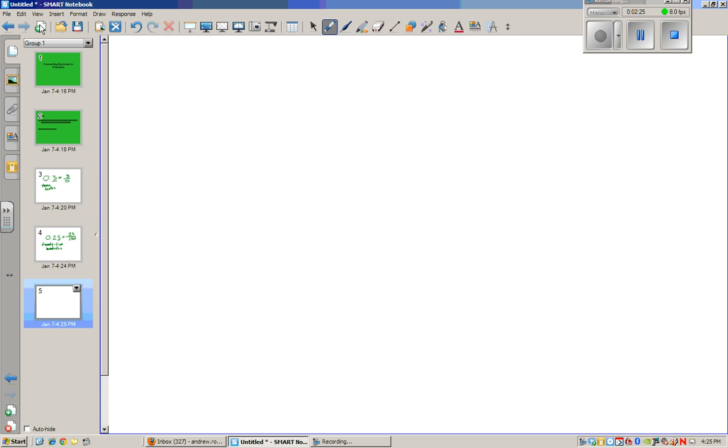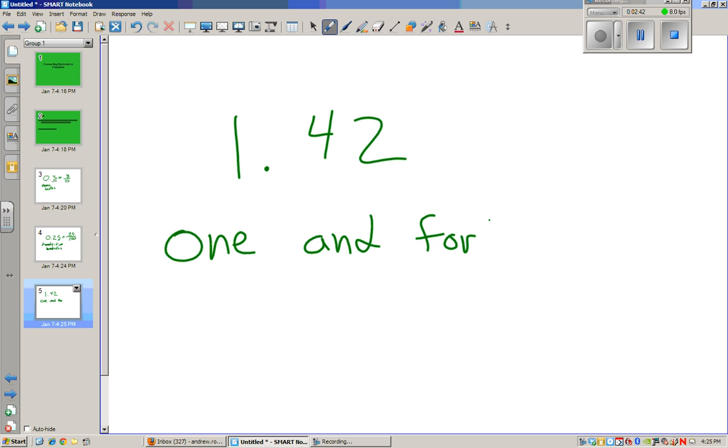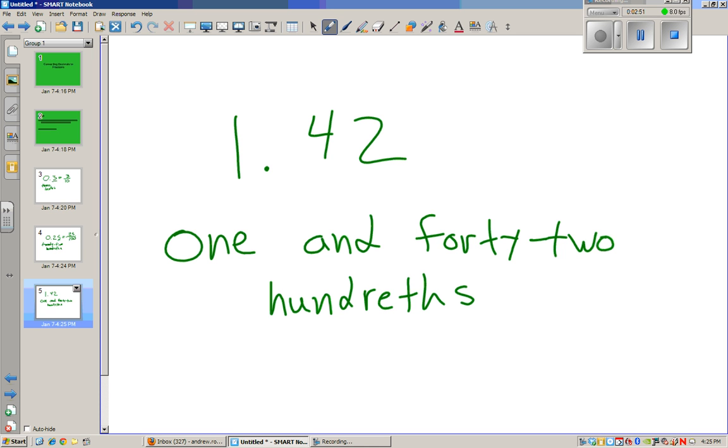Let's do one more example. We could say this is 1.42, but it'd be better if we said 1 and 42 hundredths. So 1 and 42 hundredths, well, if we want that as a fraction, we write the 1 as a whole number, 42 over 100. 42 hundredths. 1 and 42 hundredths.